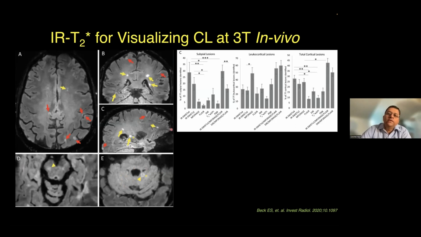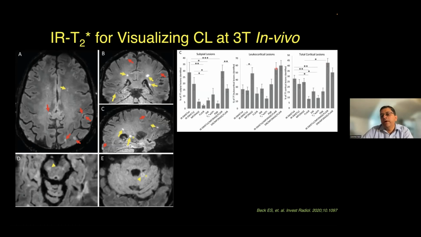When we look at it, IR T2 star, or SUITE as it's called here, picks up the most subpial lesions. It is the best to pick up subpial lesions, and in conjunction with MP2RAGE and FLAIR, it picks up all the cortical lesions very well, not just types 3 and 4, but types 1 to 4.